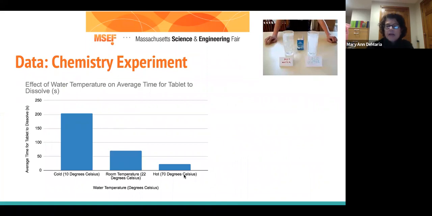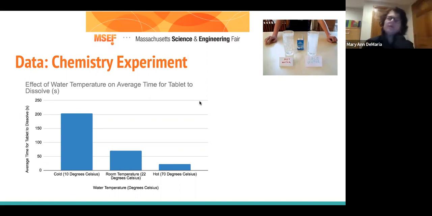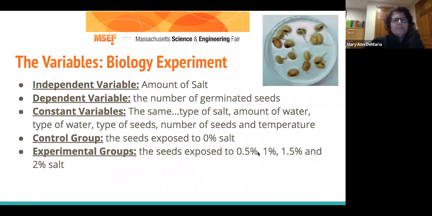So they support it, right? As the temperature increases, the rate of the reaction also increases. And by that, we mean it takes less time for the tablet to dissolve. It took 20 some seconds on average here, but over 200 seconds on average here with the cold water. Okay. We good? Can I move on? So the other two will not take as long for us to go through. Please stop me at any time.